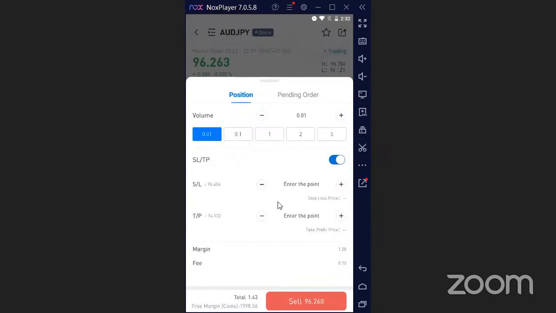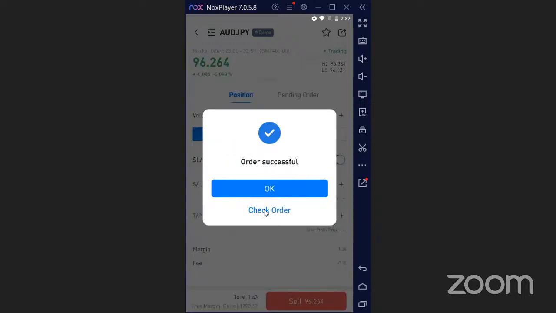Now look at this. Let's go and set TP and SL the other way. Here I'm not going to enter my stop loss or my take profit. I'm going to show you the other place where you can set it.